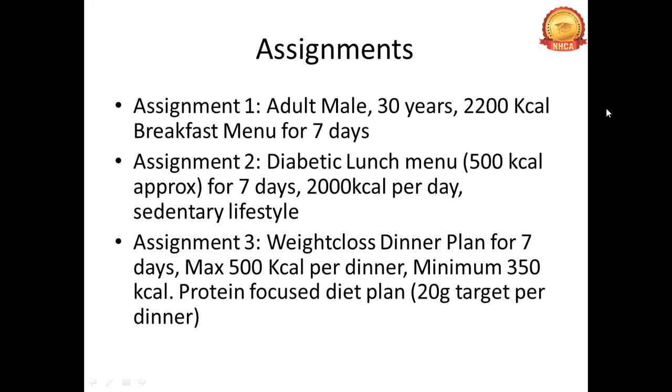Assignment number 3 was a weight loss dinner plan for 7 days. Again, 7 days, only dinner, weight loss dinner. No lunch, no breakfast, just dinner plan for 7 days. Maximum 500 kilocalories, not more than that. It's better to keep the range between 350 to 500 kilocalories for dinner. Minimum 350. Protein should be the focus of the diet plan here for dinner, and the target was at least 20 gram of protein per dinner, for weight loss.